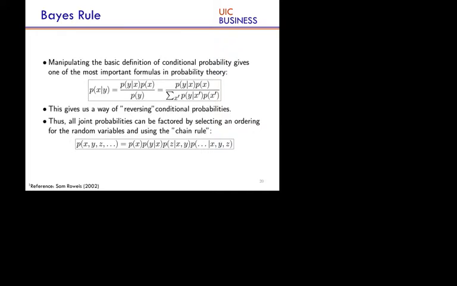So how many of you are familiar with these two, because these are kind of relevant? Bayes rule and chain rule.